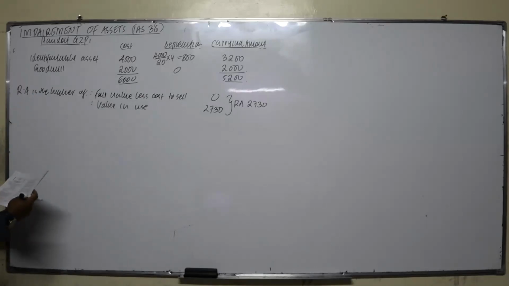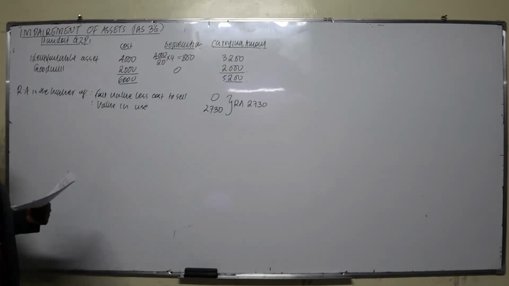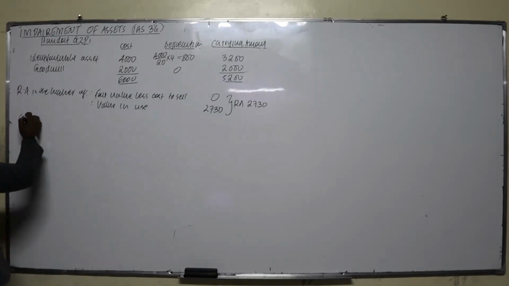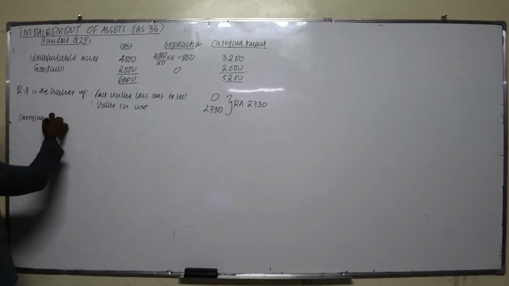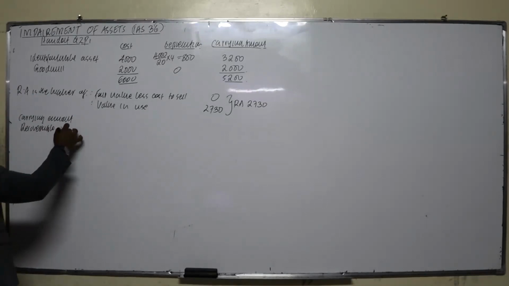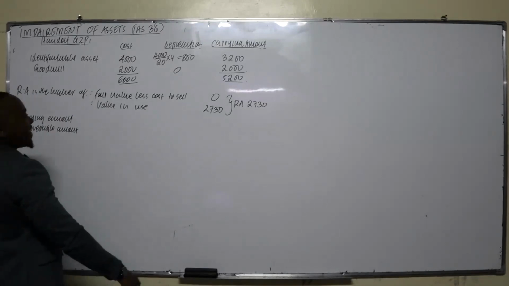Required: calculate the impairment loss and state how it should be allocated to the assets of country A. Calculate the impairment loss. So for you to determine the impairment loss, you compare the carrying amount against the recoverable amount. How much is the carrying amount? It's not there, it's here. This is what we are computing.